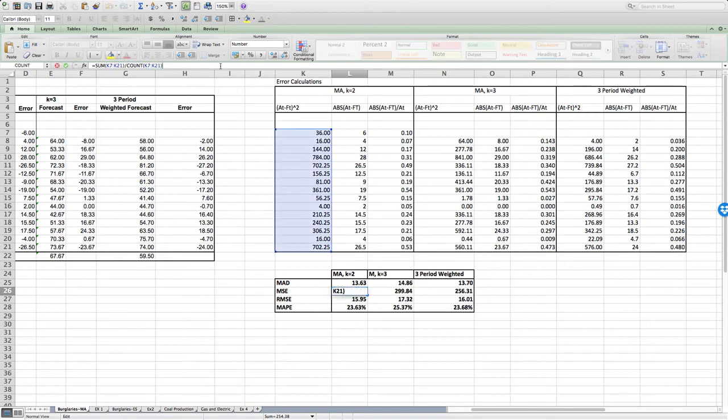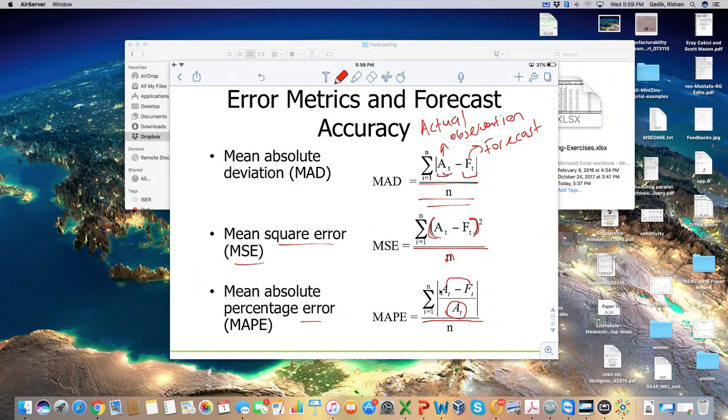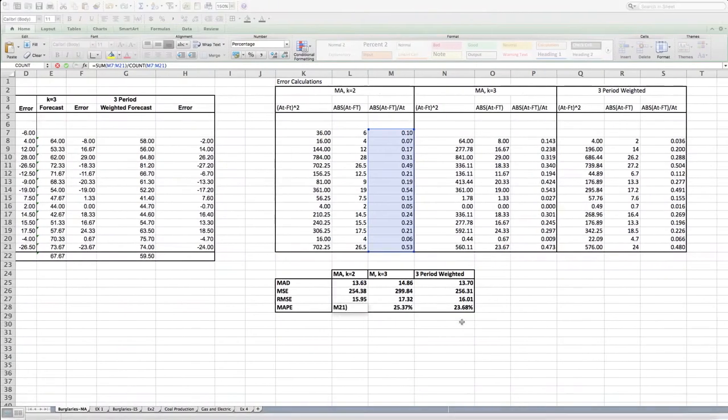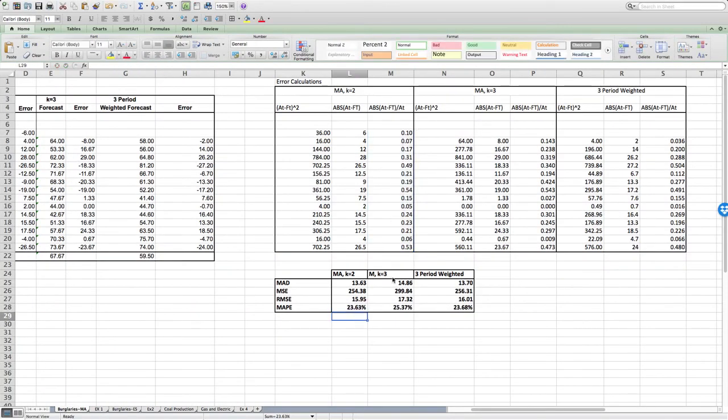MSE, on the other hand, is similar: we sum these values up and divide by the number of observations we have here, and we do the same thing for MAPE. We sum these values up as shown in the formulation right here, right? We need to sum them up and then divide by n. Okay. What is RMSE? It is just the square root of MSE. It is just a different error measure to help you decide which forecasting method is the best.